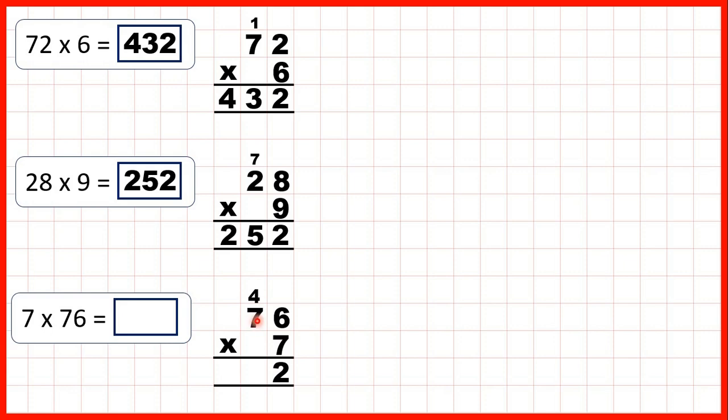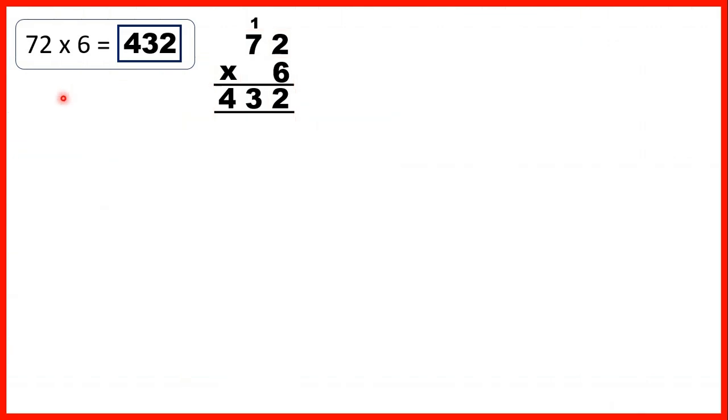So now we multiply our tens digit. 7 times 7 is 49, but we need to remember to add the 4 that's on top, and 49 plus 4 is 53. We don't have any more digits to multiply, so we can just write the 53 in our answer. So that's 532. Now let's have another look at this first question.